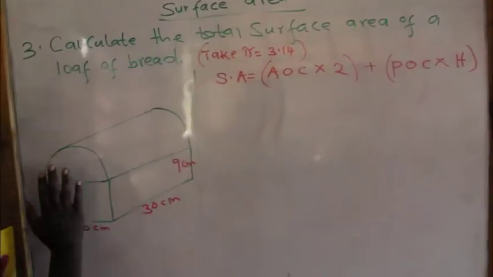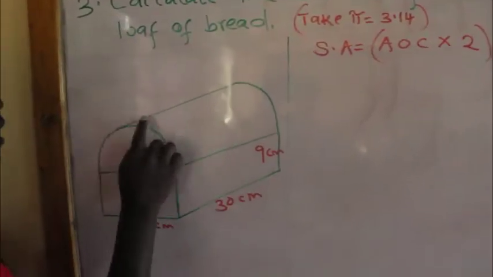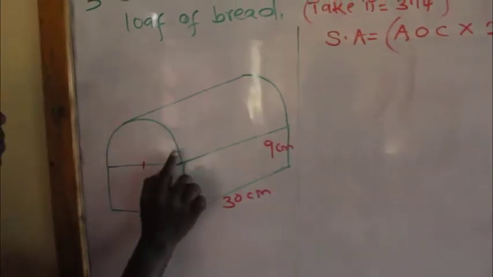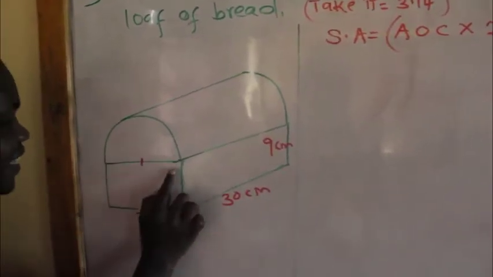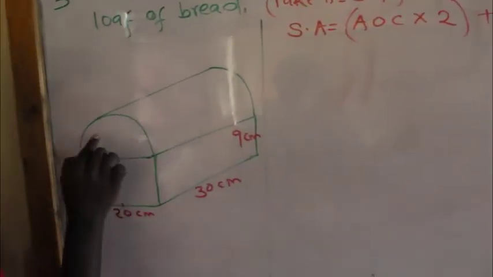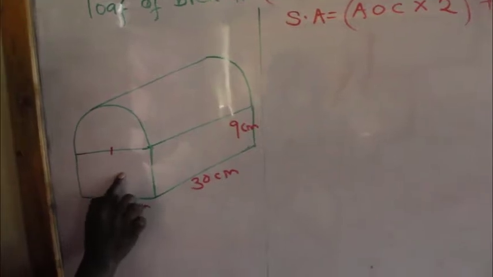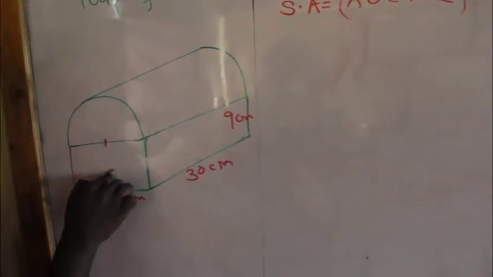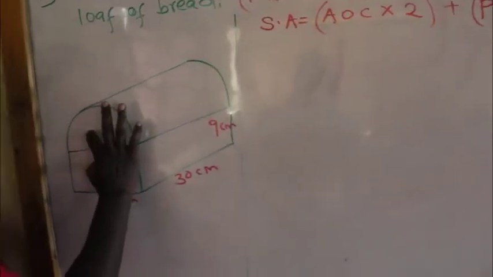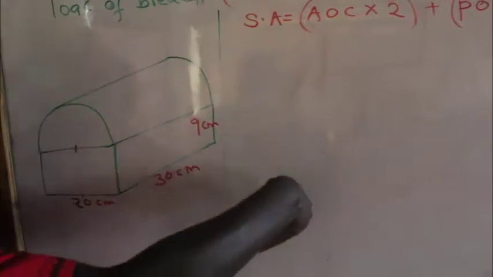But when you look at the cross section, it is a combined shape. We have a shape at the top. We have another shape at the bottom. So we can see there's a semicircle here and there is a rectangle down here. So in order to get the area of the cross section, you will find the area of this semicircle, come and find the area of this rectangle, and add the two areas. So when you add the two areas, you will have gotten the area of this cross section. Then multiply by 2 because this area is the same as the other area.